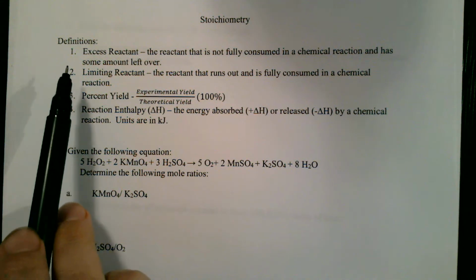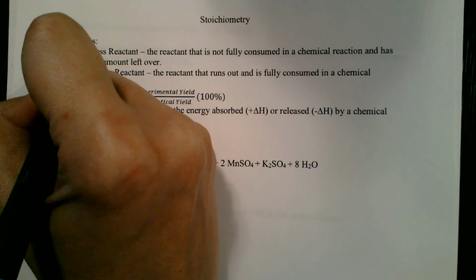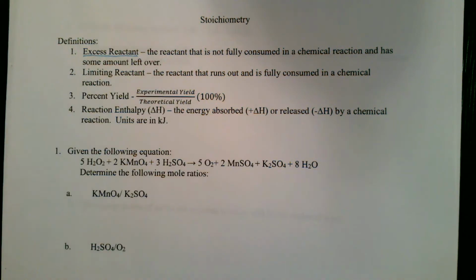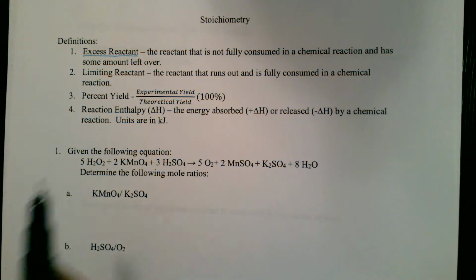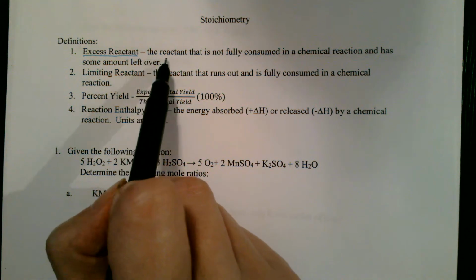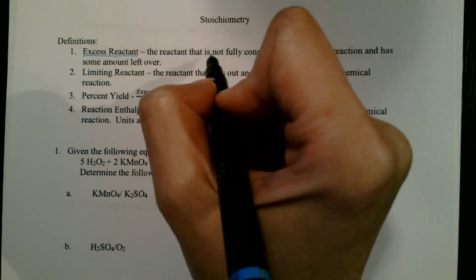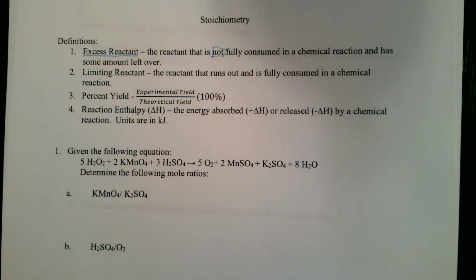When we look at a chemical reaction, oftentimes we have what's called an excess reactant. Excess means that there's essentially too much. So it is a reactant that is not fully consumed, meaning it has some amount left over. It's in excess, it has some left over.